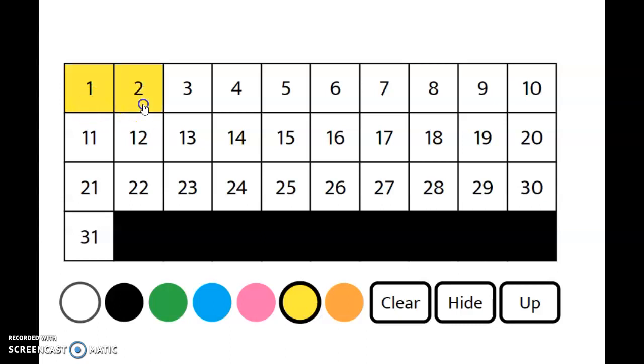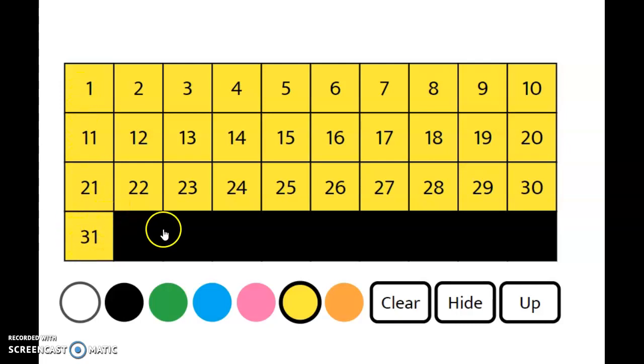So 1, 2, 3, 4, 5, 6, 7, 8, 9, 10, 11, 12, 13, 14, 15, 16, 17, 18, 19, 20, 21, 22, 23, 24, 25, 26, 27, 28, 29, 30, and 31. That's the number we're stopping at today, okay? So I have numbers all the way from 1 to 31.